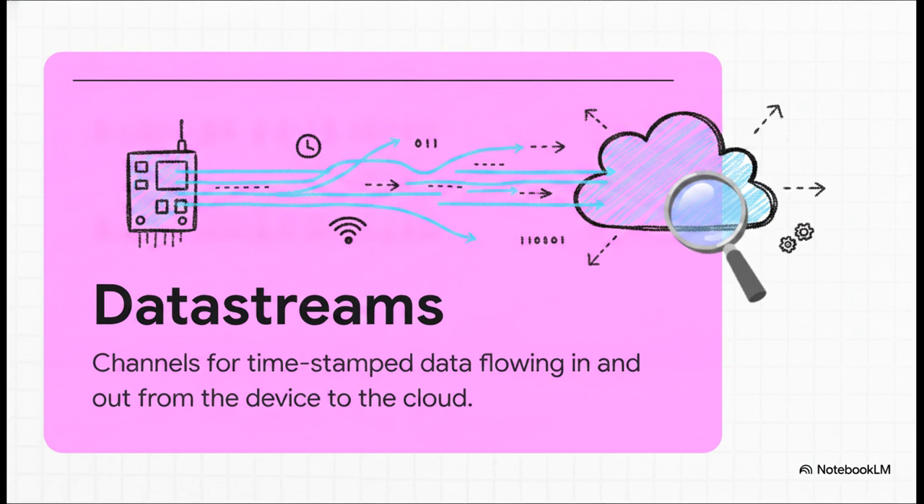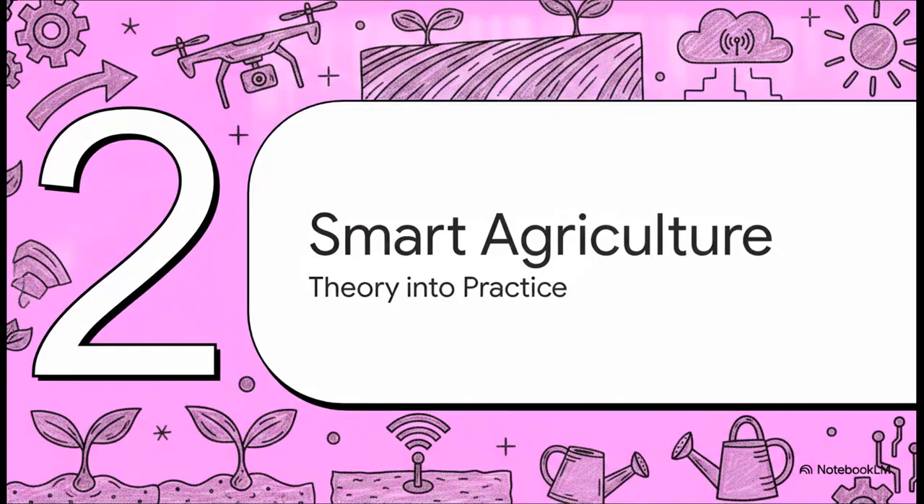Think of these data streams as the invisible digital threads that make the Internet of Things possible. They're what allow the cloud to talk directly to the hardware and the hardware to talk right back. All right, moving on to section 2, IoT in smart agriculture, turning theory into practice.